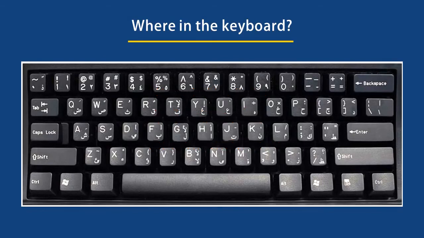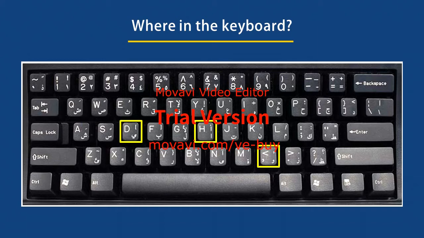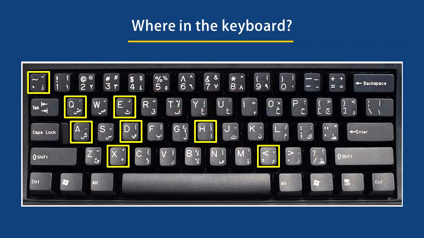Covering the vowels, now you are to find them on a keyboard. Let's start with long vowels. Alif is found with the same key as h. Waw is found with the key of larger than, and ya is found with d. Now the harakat. Fatha is found with q, dhamma is found with e, kasra is with a, shadda is with a slight key, and sukoon is found with x.